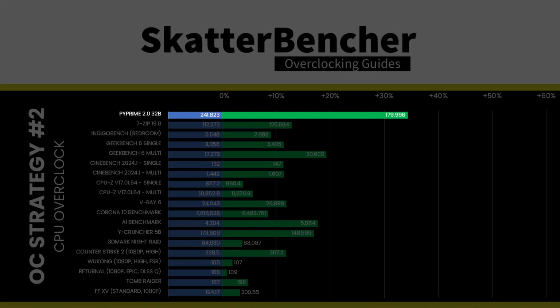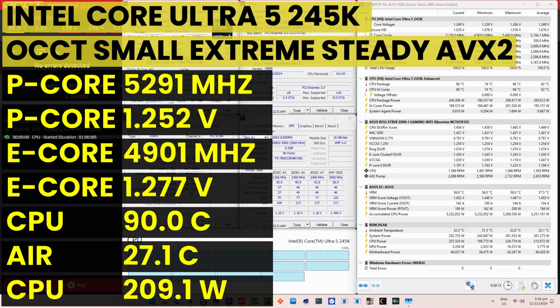34.35% in PY prime. When running the OCCT CPU AVX2 stability test, the average CPU P-core effective clock is 5291 MHz with 1.252 volts, and the average CPU E-core effective clock is 4901 MHz with 1.277 volts. The average CPU temperature is 90 degrees Celsius. The average CPU package power is 209.1 watts.